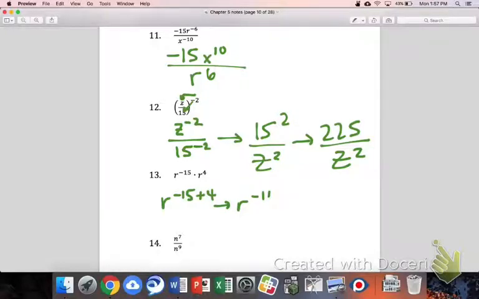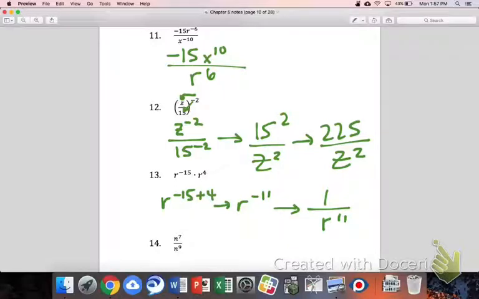And so since R has a negative exponent, it needs to flip. Right now it's in the numerator. And I mentioned this in the video. If you ever have a blank numerator, what do you put in the blank numerator? 1. Yep. So it will be 1 over R to the 11th.